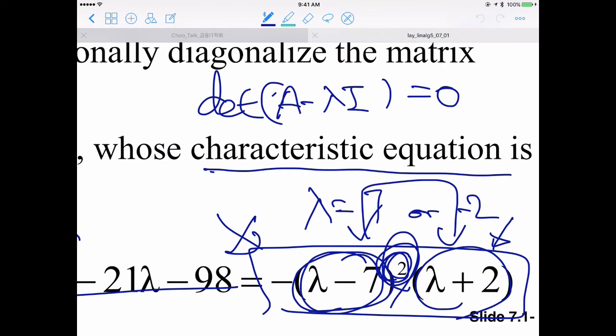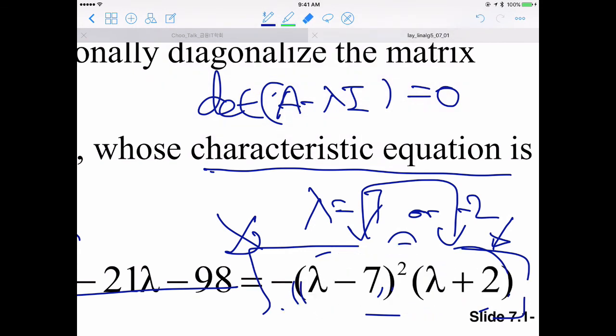Okay, so in this case, the matrix was 3 by 3, and it had 2 sevens and 1 minus 2, right? So in total, we have 3 roots. But in general, when we have this kind of factorization, a third order polynomial may have 3 real roots, but in other cases, we may have 1 real root and 2 complex roots, right?